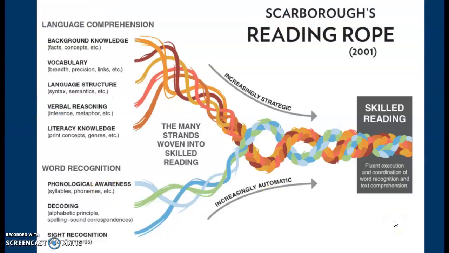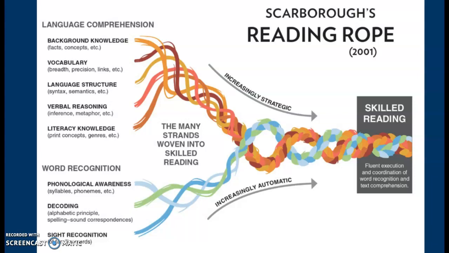Okay, so Scarborough's reading rope, if you haven't seen it before, it's on the screen. You should look it up, spend some time looking at it. It's this concept that we have these basic reading skills, and you'll notice that on the bottom strand that is blue and green, we have those basic reading skills, right? But after you have those skills, at some level, they get intertwined with this other rope that is oranges and reds, and they can't be separated. And those skills are our verbal reasoning, language structure, vocabulary, background knowledge, literacy knowledge, right?